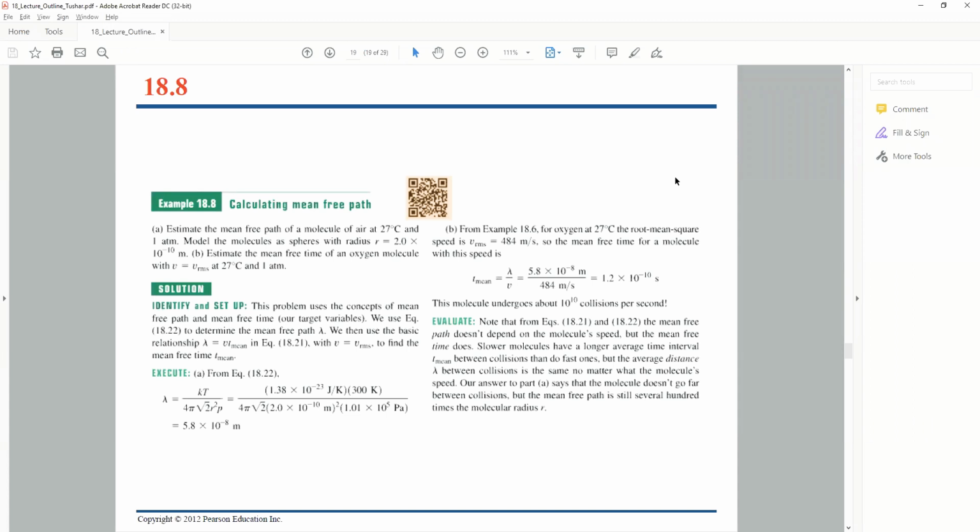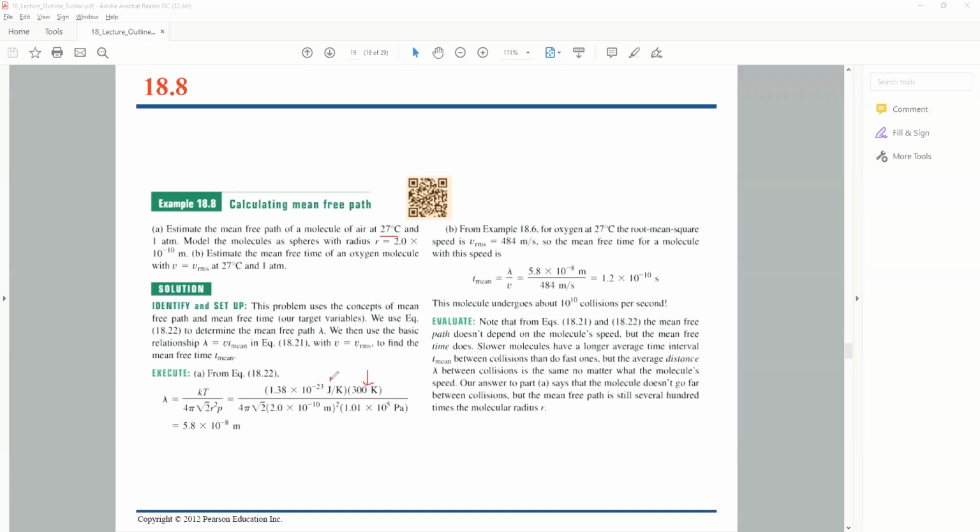Lambda equals kT over 4 pi the square root of 2 r squared p, where p is the pressure. We already have the values: the temperature, k, pi, r, and the pressure. So it is direct substitution of the given data. 27 degrees Celsius, convert that to Kelvin: 27 plus 273, that is 300.